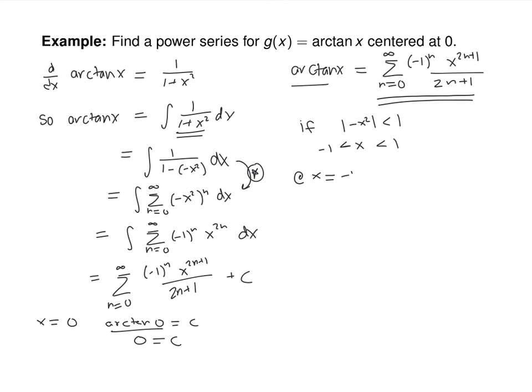So at x equals negative 1, we have the sum from n equals 0 to infinity, negative 1 to the n, negative 1 to the 2n plus 1, all over 2n plus 1. Well, those exponents add, and we have the sum from n equals 0 to infinity, negative 1 to the 3n plus 1 over 2n plus 1. And you can verify for yourself, but this series still alternates.